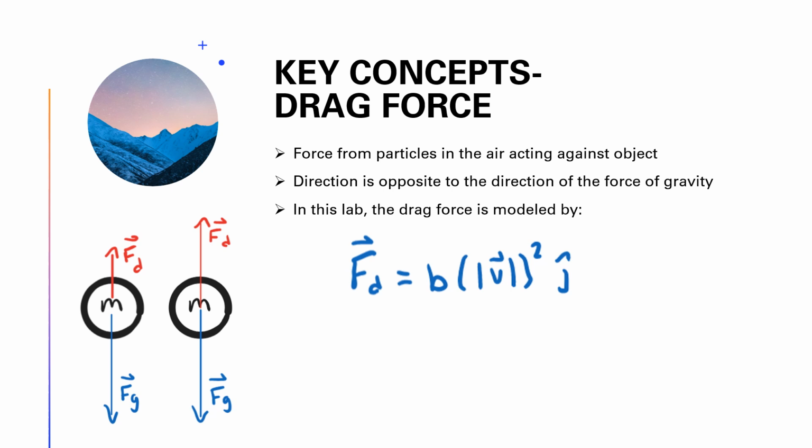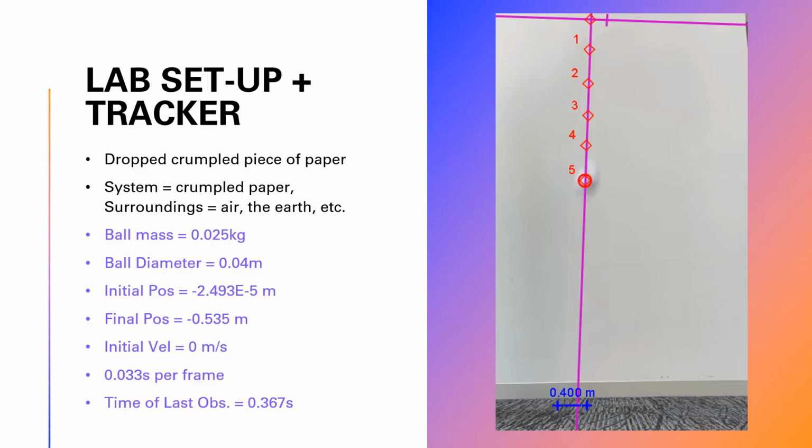And then finally, the drag force is caused from particles in the air acting against an object, and the direction of drag force is always opposite to the direction of the motion, and in this case that's going to be an upward force that opposes gravity. In this lab we'll model the drag force through that equation, and in the free body diagram you can see that as time moves forward the drag force increases.